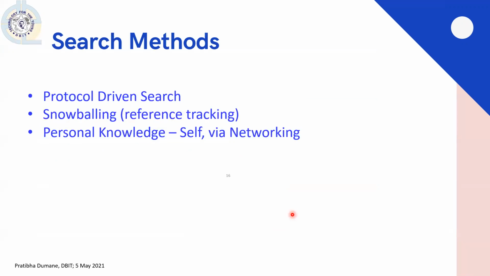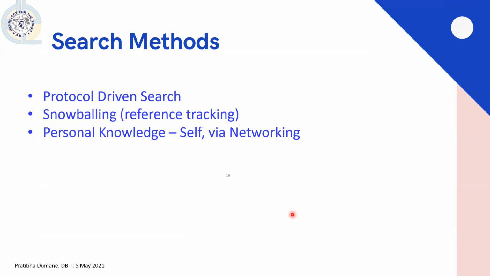There are three search methods. One is protocol-driven search, one is snowballing, and one is personal knowledge. So the protocol-driven search is the manual searching in journals, databases. Snowballing emerges as the study keeps unfolding. As you keep searching for more content, you will keep pursuing the references of references. You will keep tracking the references.